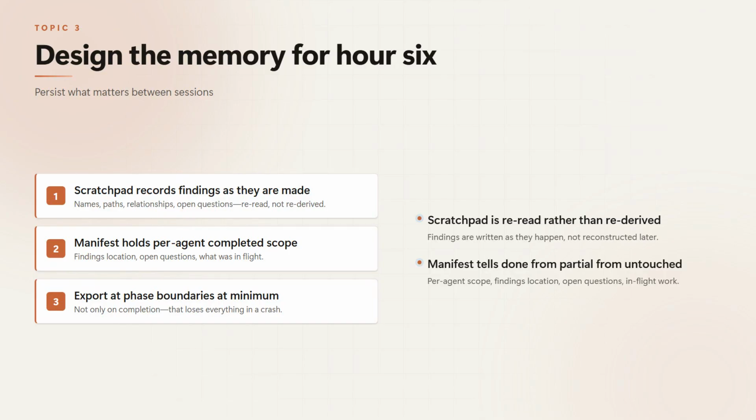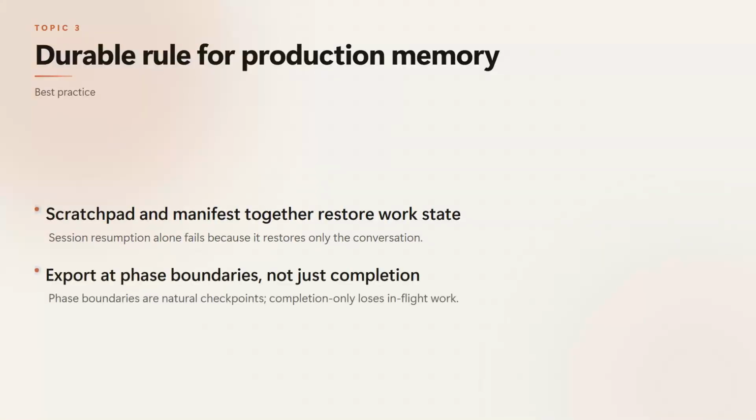The rest of the cases are on the page. The durable rule is, persist what matters between sessions with a scratchpad and a manifest. The scratchpad captures findings as they happen, the manifest tracks scope and status. Export at phase boundaries at minimum. Reject exporting only on completion, because it loses everything in a crash, the exact scenario the manifest exists for. Reject relying on session resumption alone, because it restores the conversation but not the work state. A design with only one fails in the other direction.